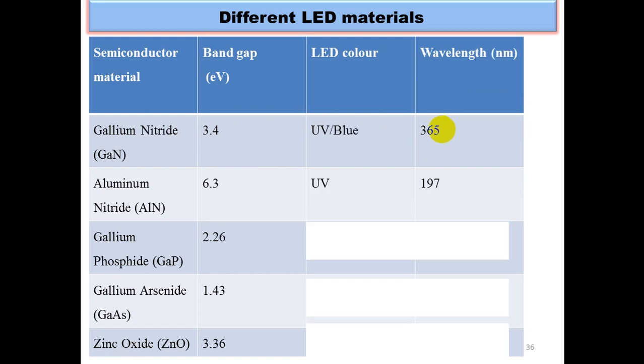And similarly, if you fabricate aluminum nitride PN junction, it has the band gap of 6.3 electron volt, and when we substitute this factor 1240 divided by 6.3, we have LED output color, which is UV light with the wavelength of 197 nanometer.